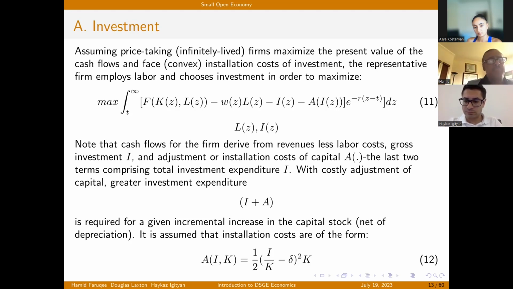So when you think about total investment expenditure, it'll be gross investment I plus A, which is the installation costs on top of it. And this is a standard investment problem. You'll see later that there'll be a Tobin's Q type result that gives you the investment function, where the installation costs of capital relative to the additional revenue that you receive from the additional unit of installed capital have to be equilibrated as part of the firm's investment decision. Next slide, please.